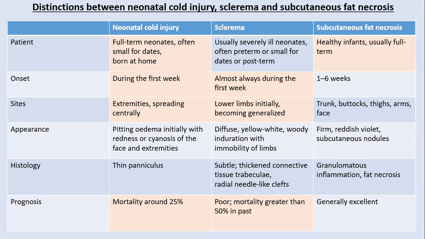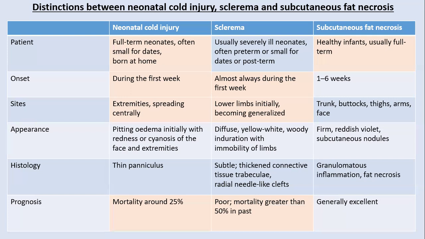Sites are mainly the extremities in neonatal cold injury; trunk, spreading to extremities, in scleroderma neonatorum; and trunk, buttocks, thighs, arm and face in subcutaneous fat necrosis. There is pitting edema in neonatal cold injury with redness and cyanosis, while non-pitting edema or woody hard induration and immobility is seen in scleroderma neonatorum. Subcutaneous fat necrosis is not diffuse, but rather presents as reddish-violet subcutaneous nodules.